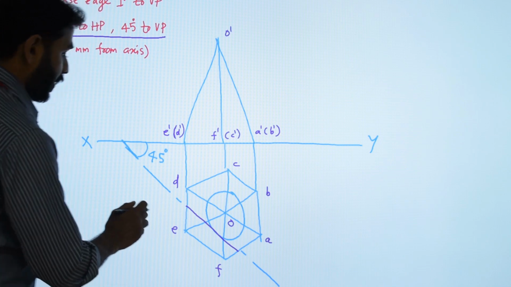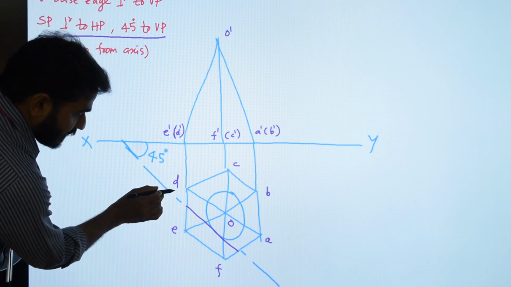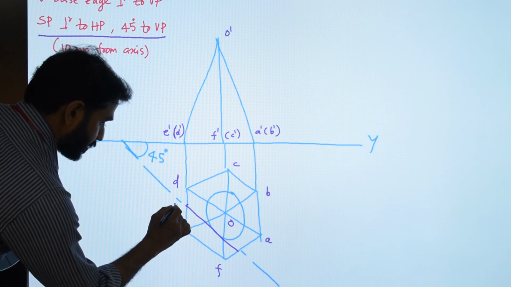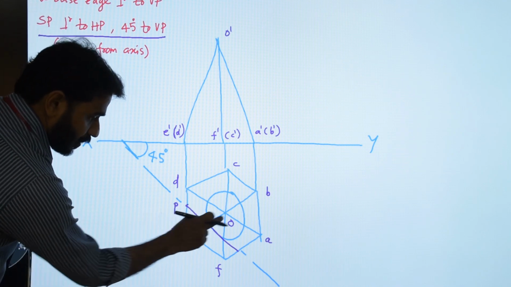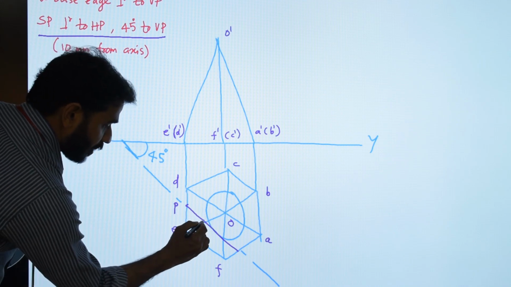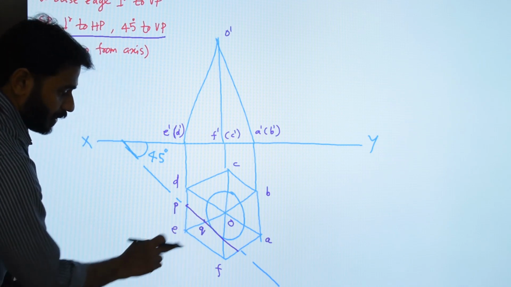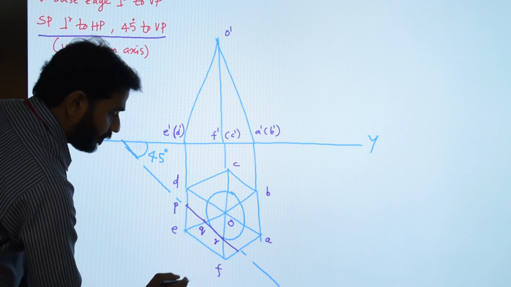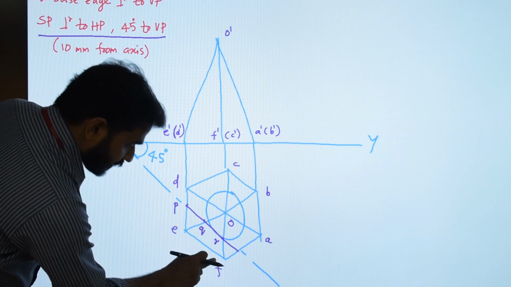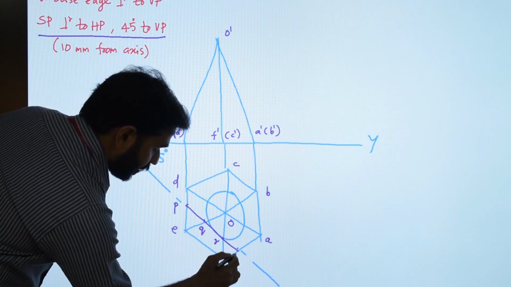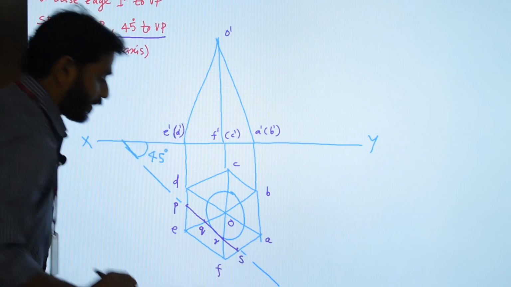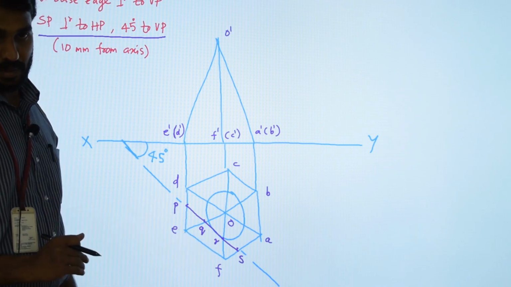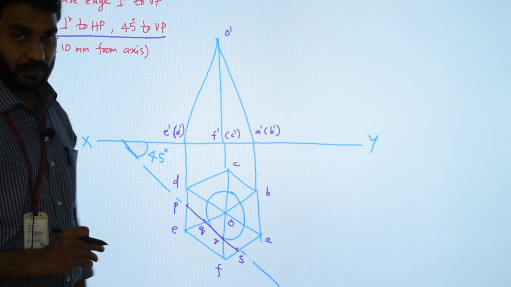Now we need to identify the cut points. So on the base edge DE, I mark the cut point as P. Next is a slant edge OE. Here I mark the cut point Q. Now there is another slant edge OF. Here the cut point is marked as R. Next is not a slant edge, it's a base edge AF. Here I mark the cut point S. Now two slant edges and two base edges, in total 4 edges are being cut by the section plane, and hence there are 4 cut points.